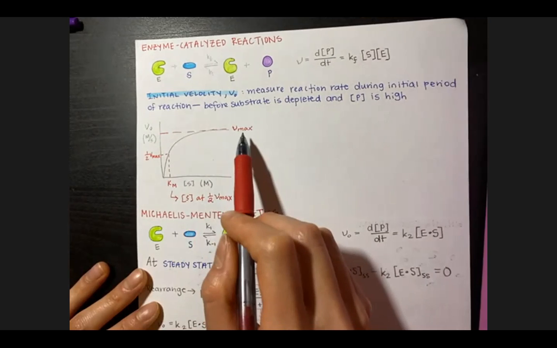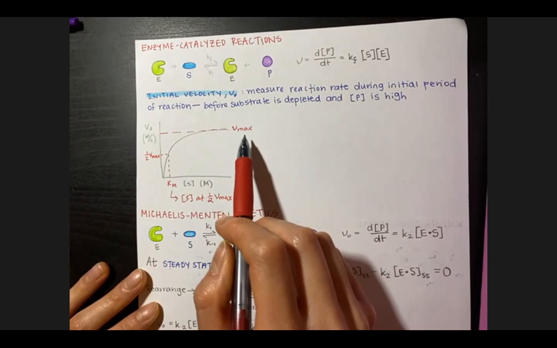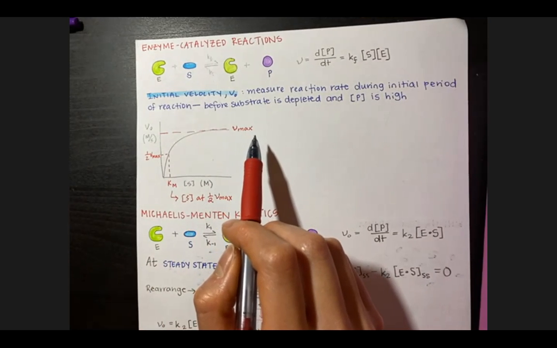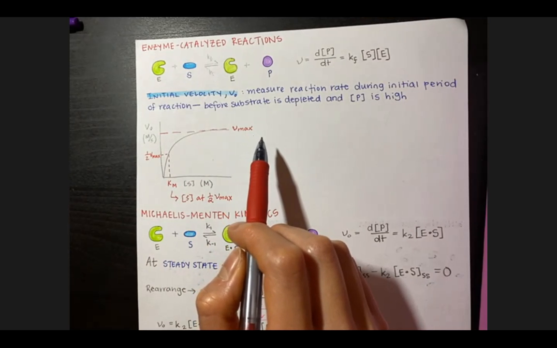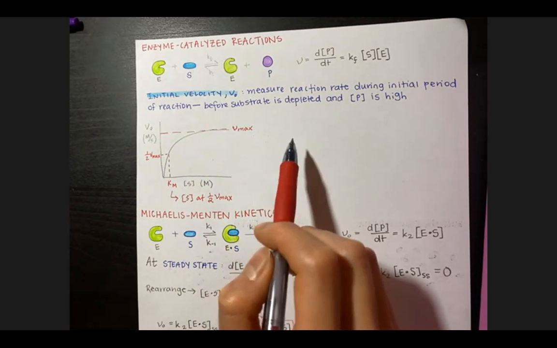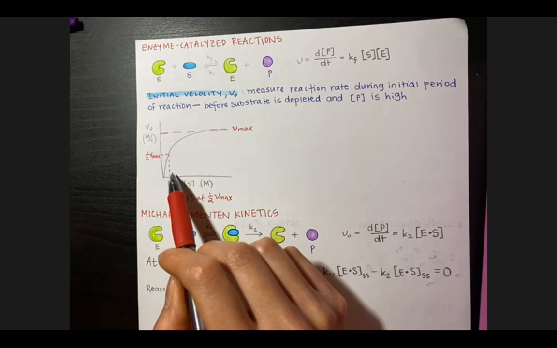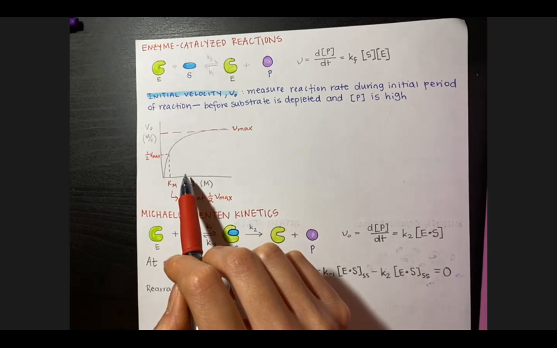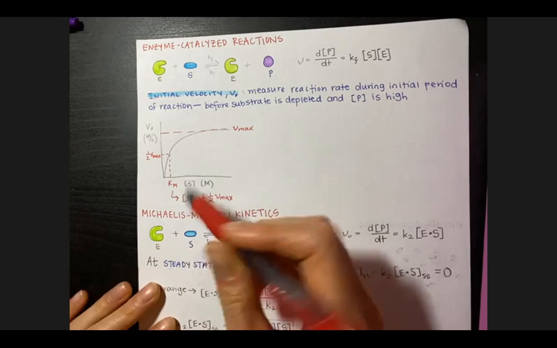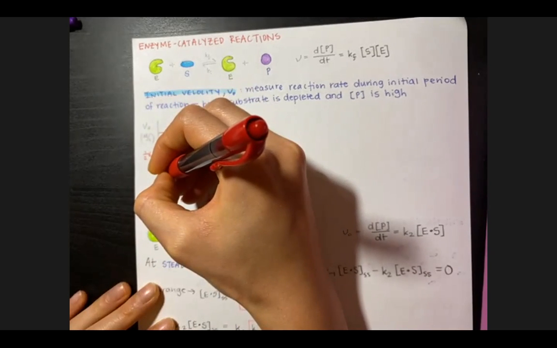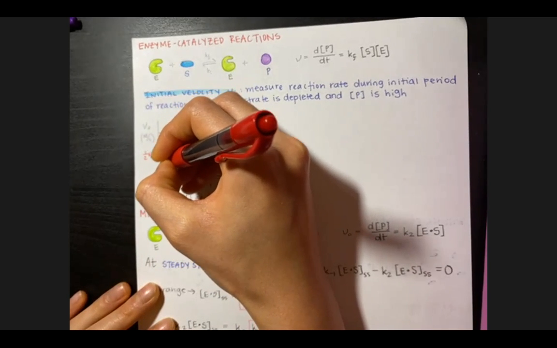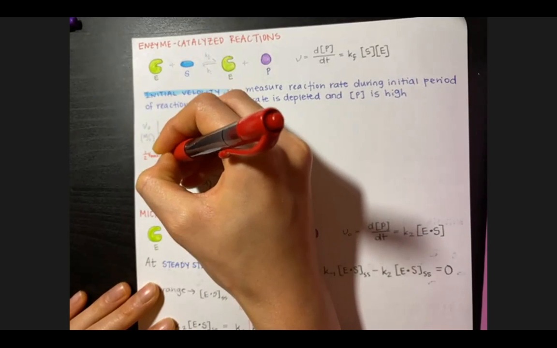And so the reason that this plateaus here is at high substrate concentration, all your enzyme is going to be saturated, so the rate will not increase as you add more substrate. And at low substrate concentration, the rate is going to be proportional to the substrate concentration, so it's more linear at this part, and then it levels off.